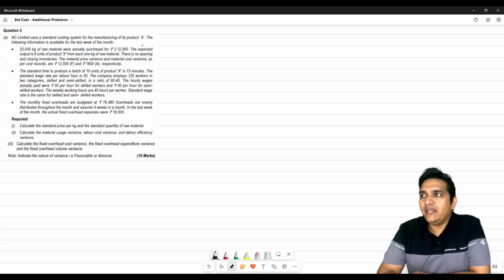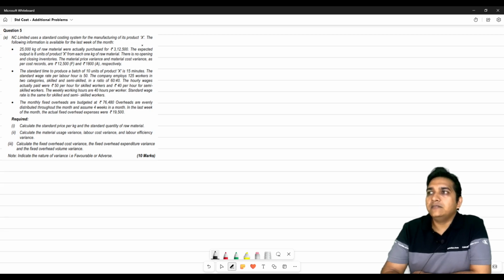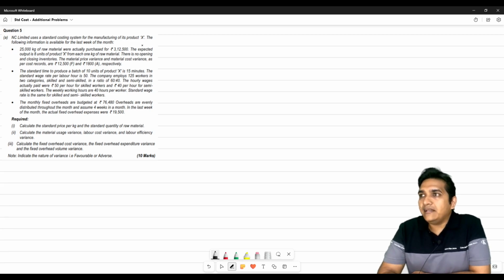25,000 kg of raw material were actually purchased for 3,12,500. The expected output is 8 units of product X from each 1 kg of raw material. There is no opening and closing inventories. The material price variance and material cost variance as per records are 12,500 and 18,800 adverse respectively.